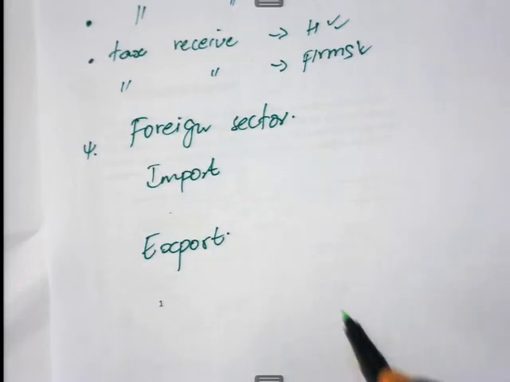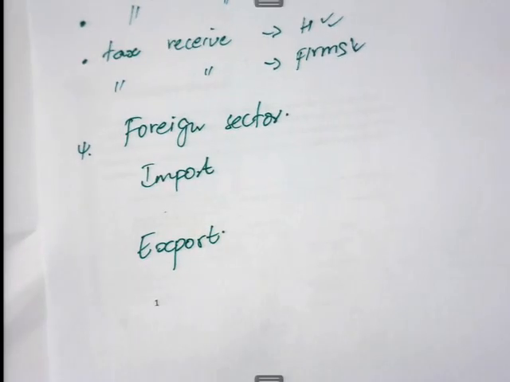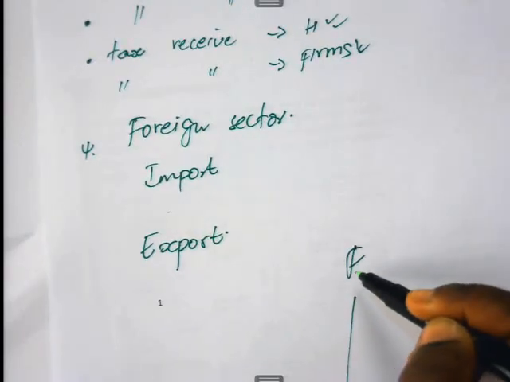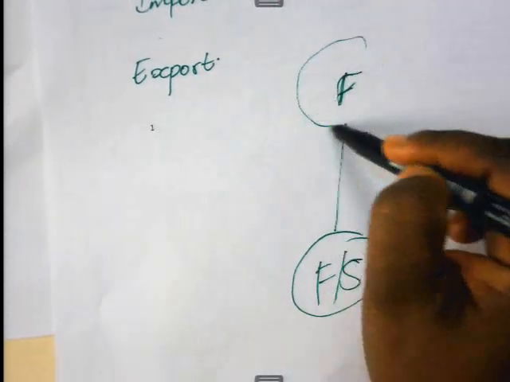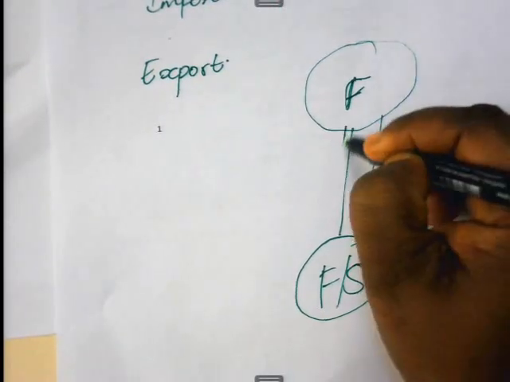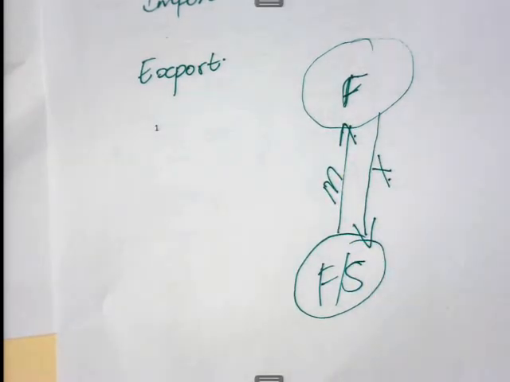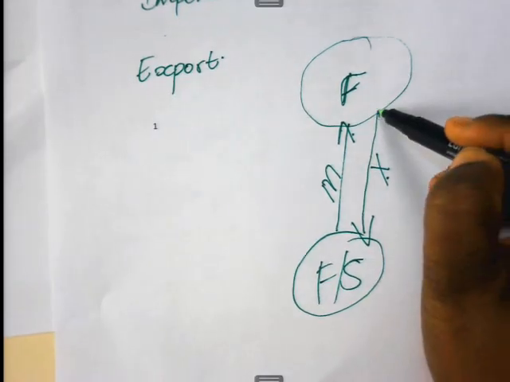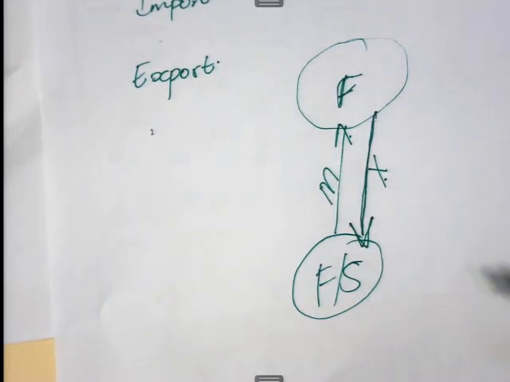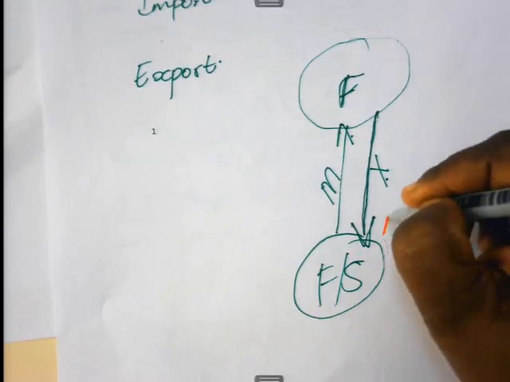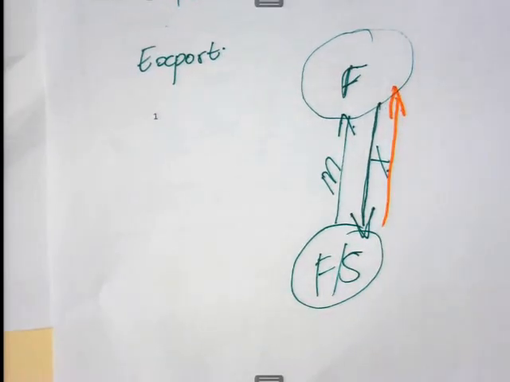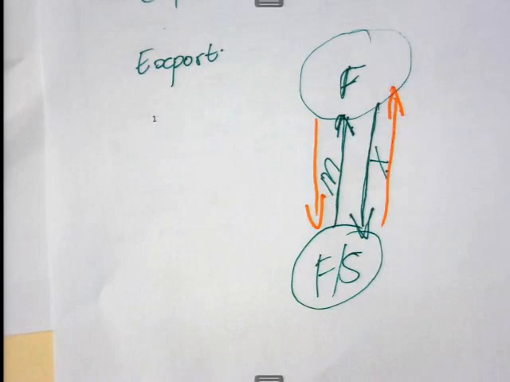Most of the time, learners, you tend to say, let's say this is the foreign sector as a participant. This is the firms now. And then when you show the interaction, you just do this. Imports and exports. Guys, between the firms and the foreign sector, we are having 4 flows, not only 2 flows. If the firms export to the foreign sector, the foreign sector must make a payment back to the firms. If the foreign sector sells to the firms, the firms must also make payment to the foreign sector.